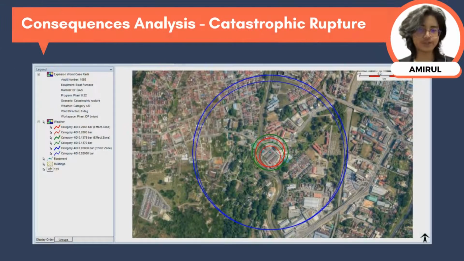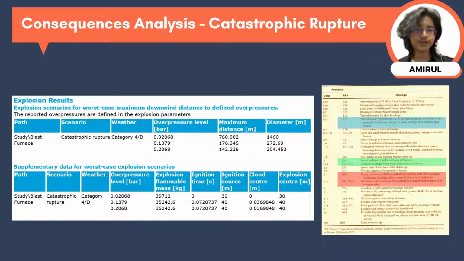Next, for the catastrophic rupture, the result shows the blast overpressure due to the explosion. The red, green and blue lines represent different overpressure magnitudes, which undoubtedly affect all 3 residential areas. The overpressure magnitudes for the red, green and blue lines are 0.2068 bar, 0.1379 bar, and 0.02068 bar respectively. From the table, the area in the red line will suffer steel frame building distortion from its foundation, self-framing steel panel building demolished, and rupture of oil storage tanks.